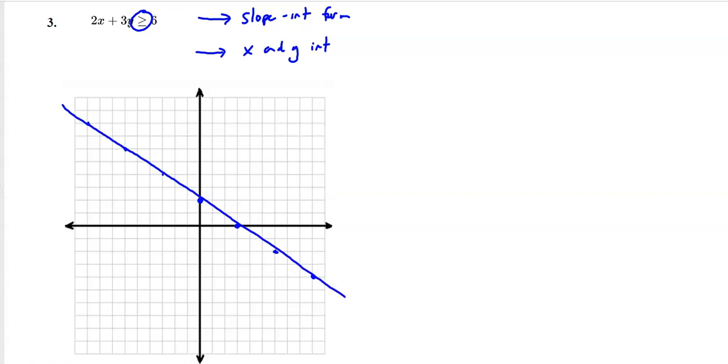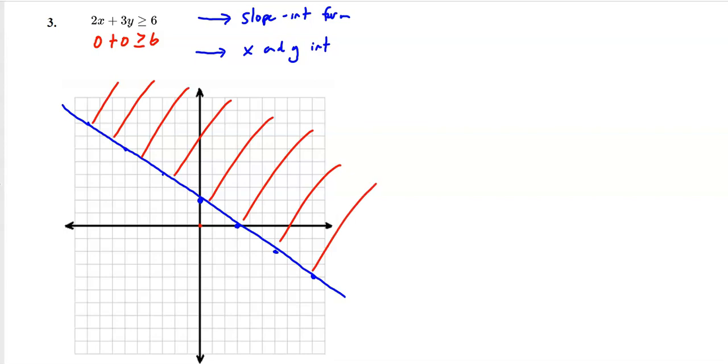And then we could either do a test point. I really can't use my above and below just yet because I don't really have it solved for y. So maybe it'd be easier just to do a test point. Again, 0, 0 is not on the line, so let's try it. 0 plus 0 is greater than 6. Well, that's false. 0 plus 0 is less than 6. So don't shade that side. Shade the other side.